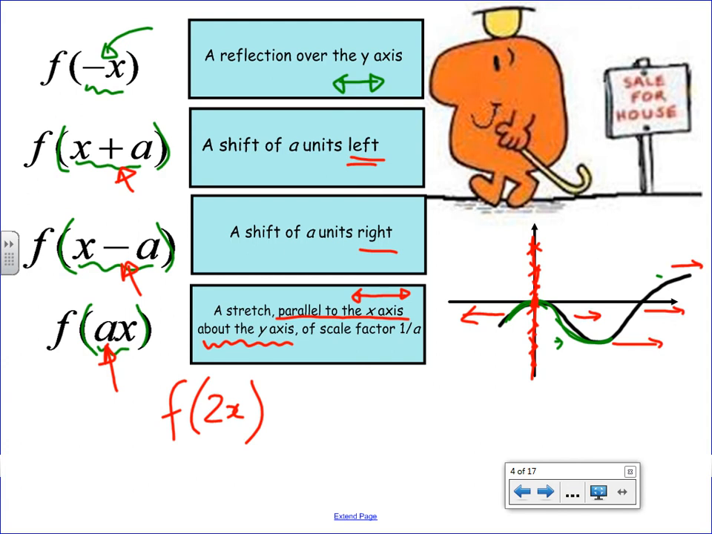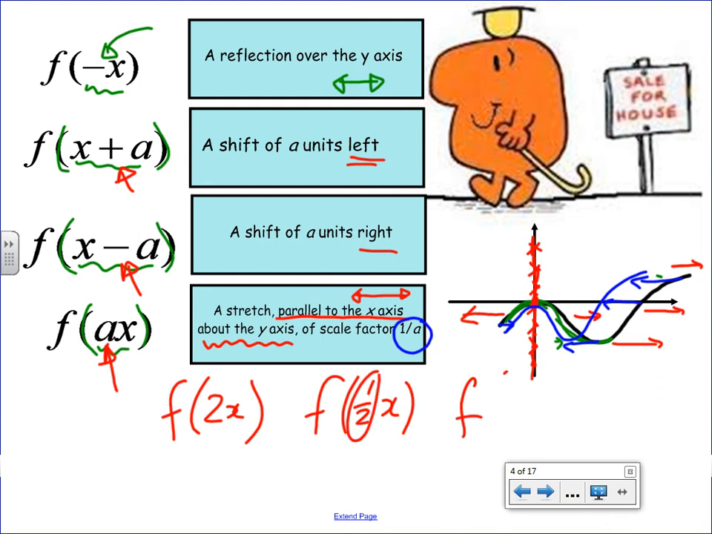So if we did f of 2x, it's not going to pull away with scale factor 2, it's actually going to have scale factor 1/2. It's going to halve everything. So it would look like this, the blue graph. Everything's come in by half of what it was before. So it's the opposite of what you think, always the opposite. So if it said f of a half x, that's not going to stretch scale factor 1/2, it's going to stretch scale factor 2, because that's 1 over 1/2.